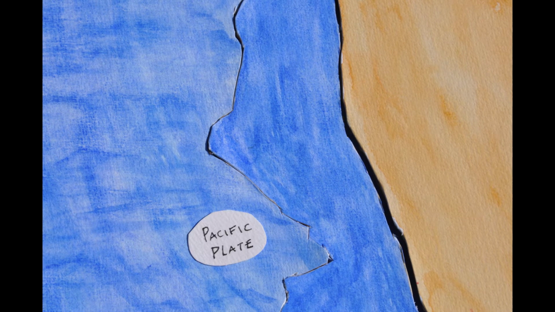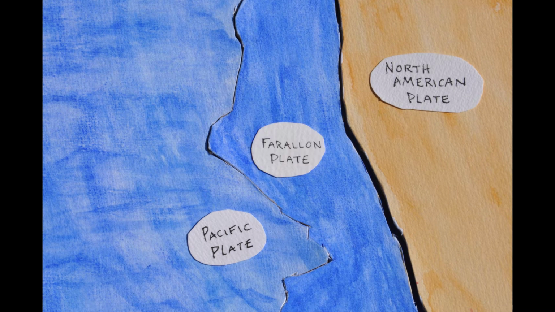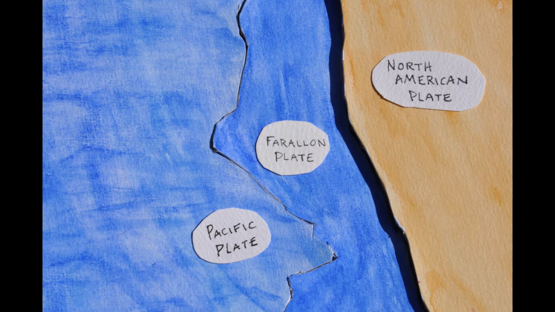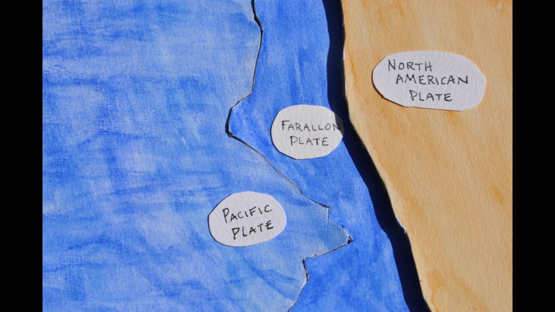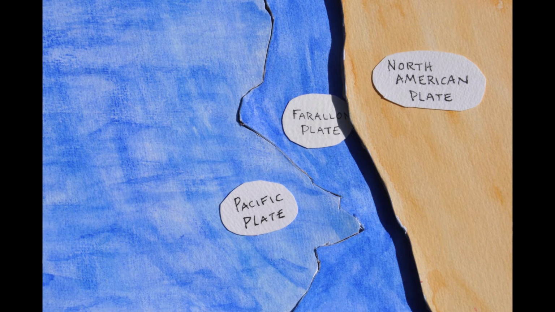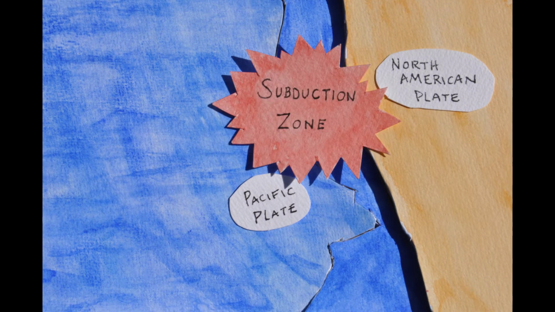The California that we know today was directly shaped from interactions between the Pacific tectonic plate, the North American tectonic plate, and what was once the Farallon tectonic plate. A long time ago, about 175 to 200 million years ago, the Farallon plate began sinking beneath the North American plate, creating a subduction zone.